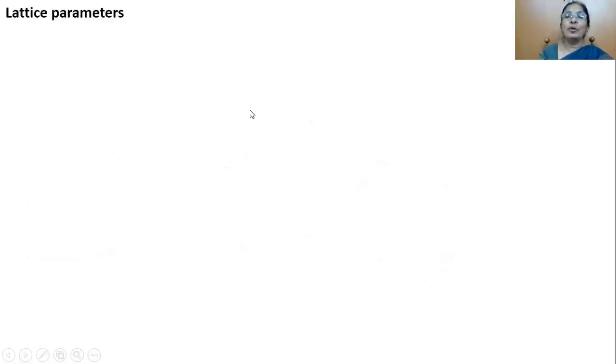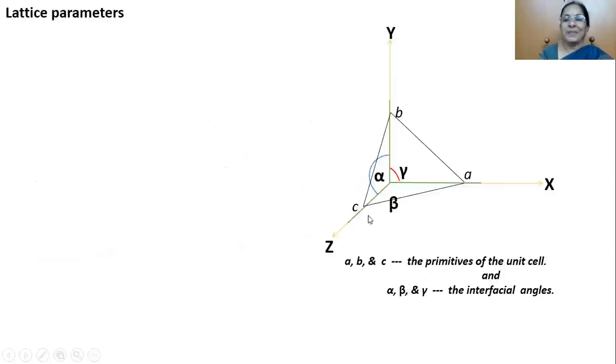Let us now see what are called lattice parameters. You can see in the picture some parameters like a, b, c. And the interfacial angles, the angle between x and y axes, y and z axes, z and x axes, are called interfacial angles. And this plane you have taken into consideration is intersecting the axes at different points. So a, b, c are the primitives of the unit cell or the intercepts of the unit cell. And alpha, beta and gamma are the interfacial angles.